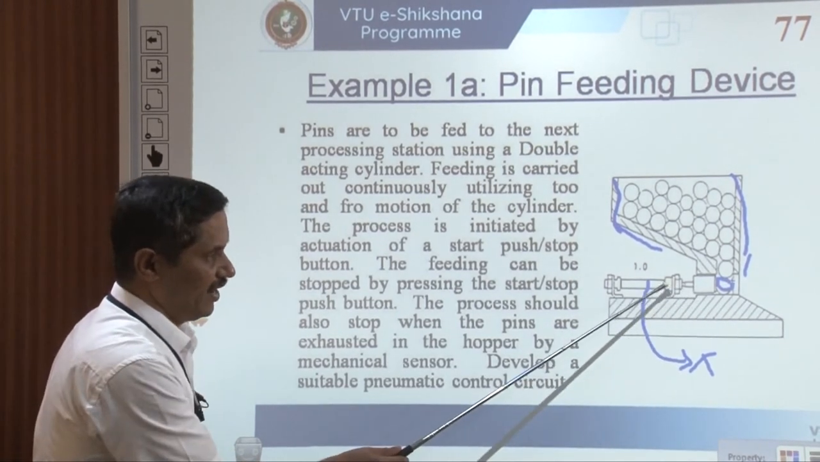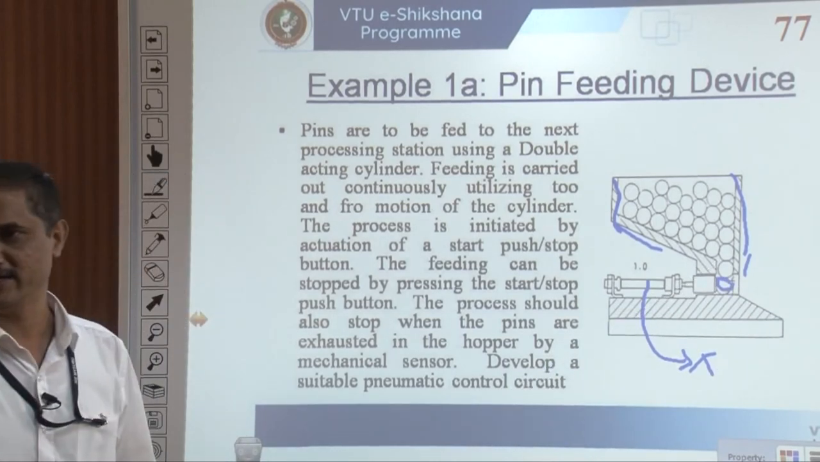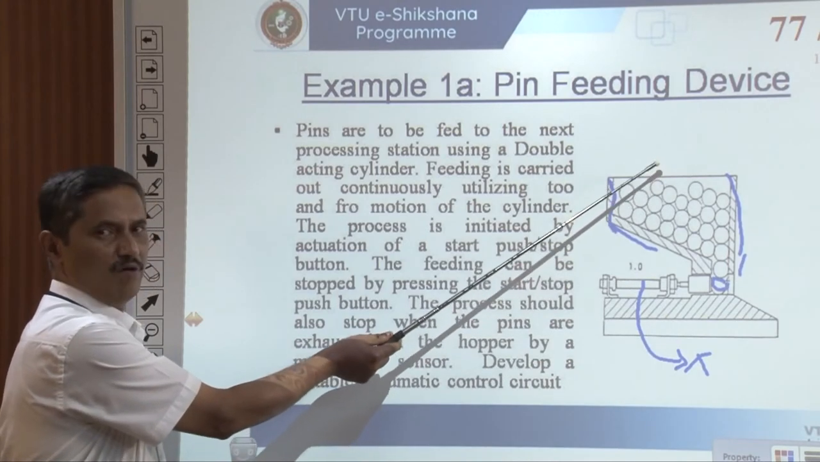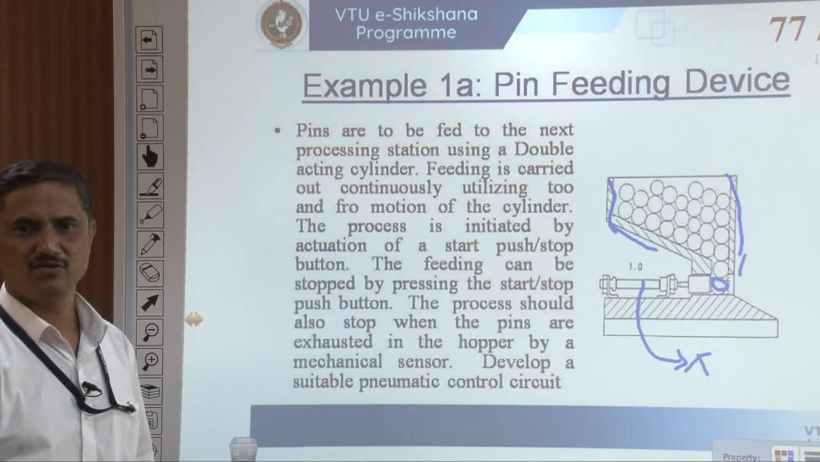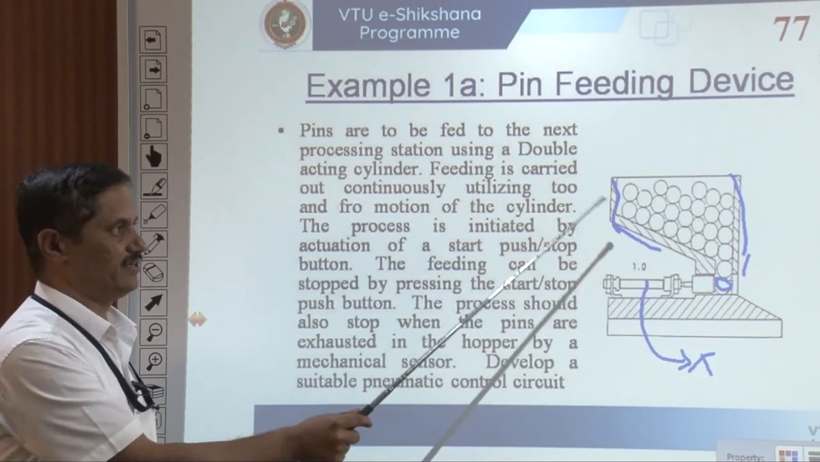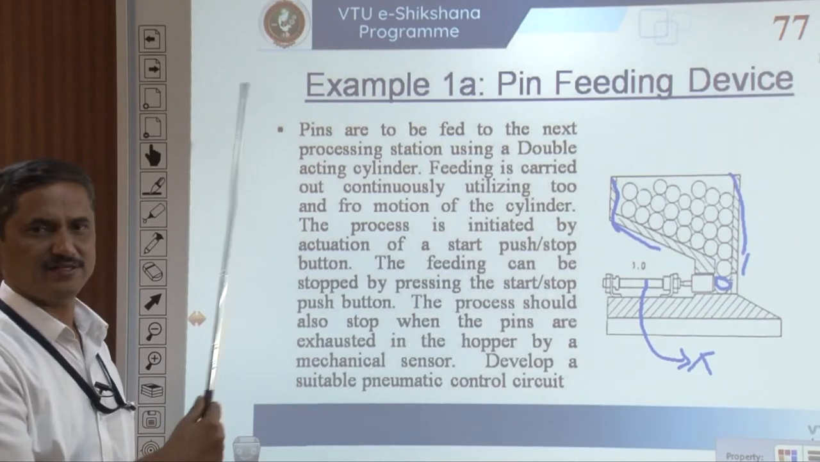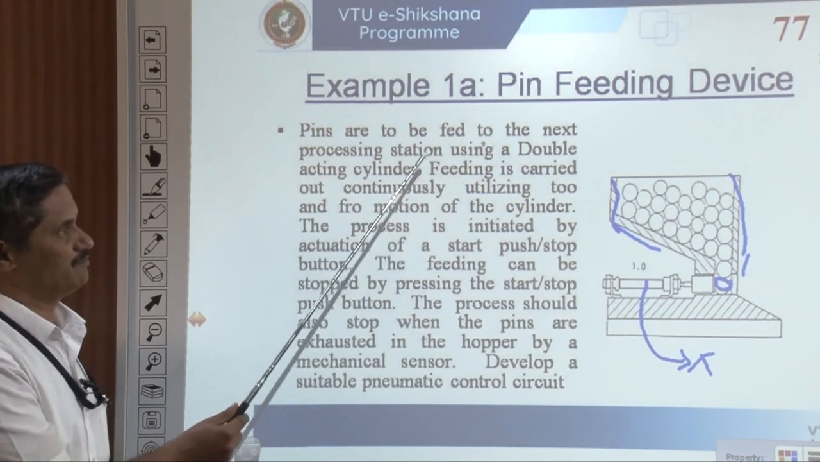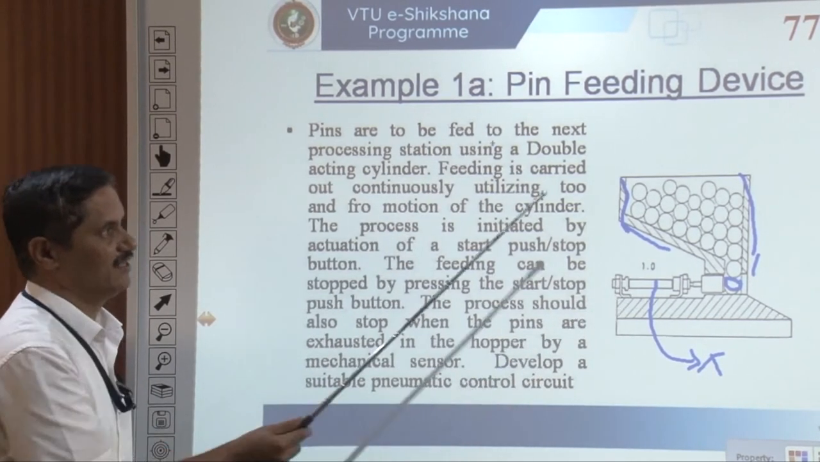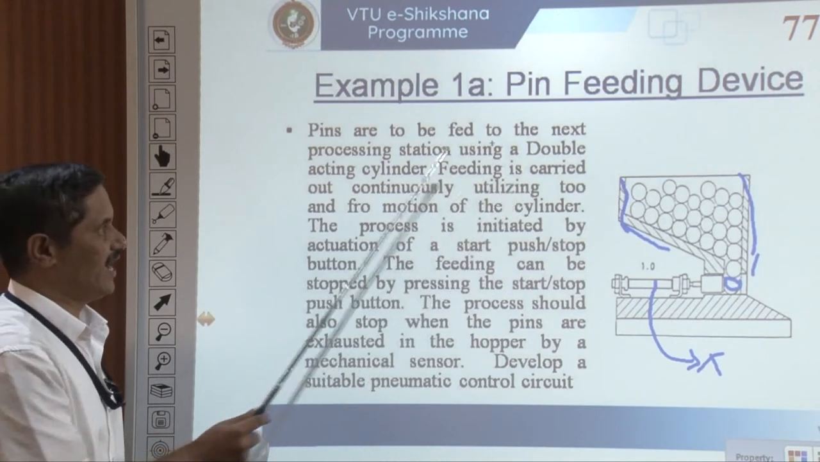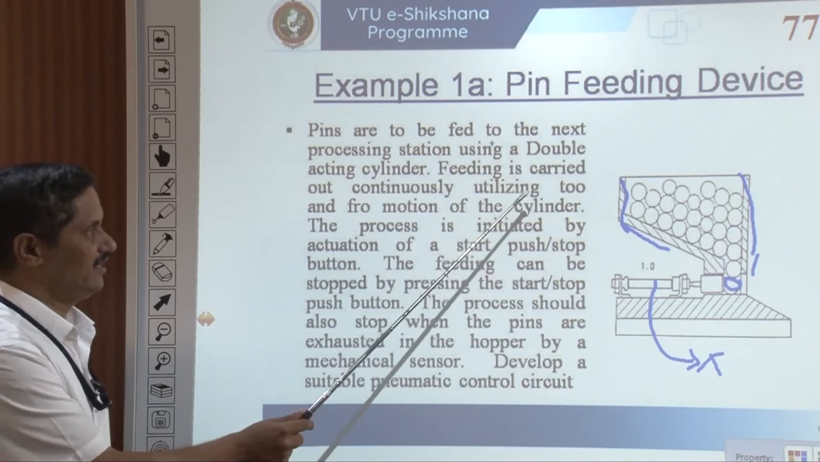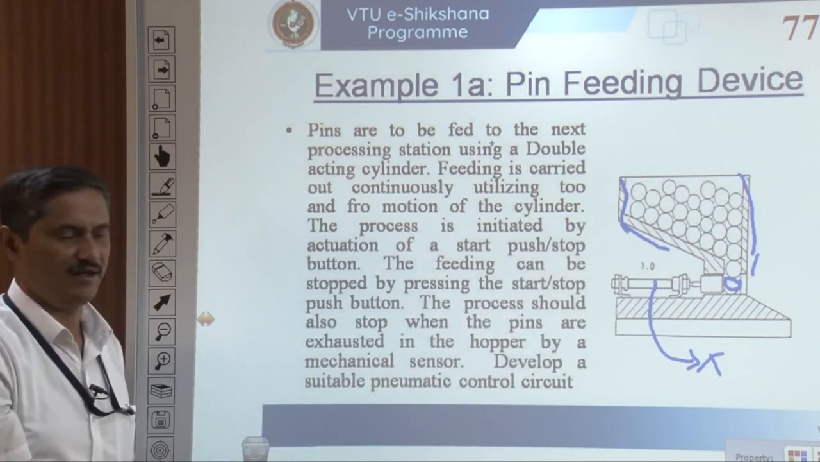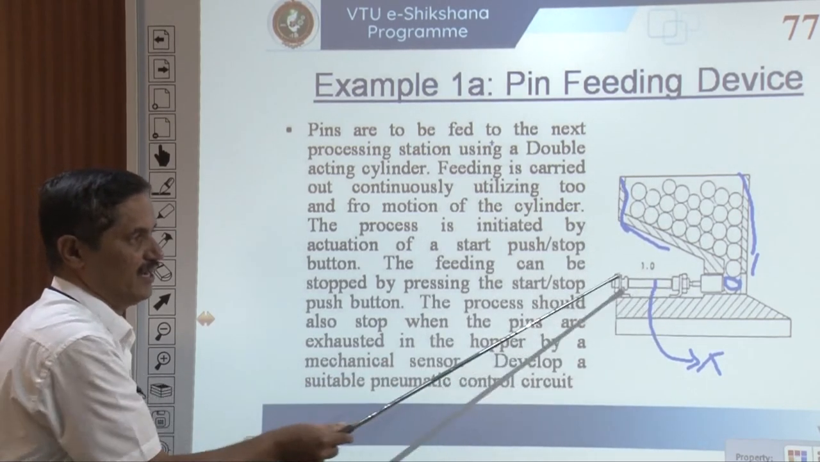Ultimately I want to move this forward and retract. I want to move this to and fro to make my pins or balls go to the next station. This is possible with some condition, so I have taken that as an example case. Read this carefully. Pins are to be fed to the next processing station using a double acting cylinder. Feeding is carried out continuously utilizing the to and fro motion of the cylinder. Feeding means allowing this to move to the next station, which is possible by moving the cylinder to and fro.